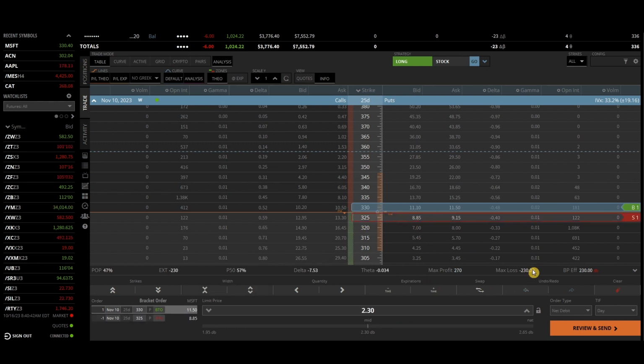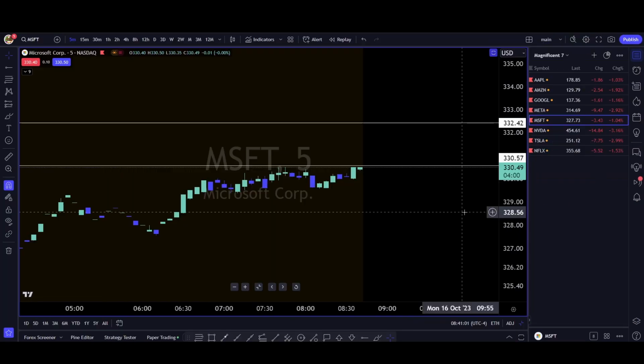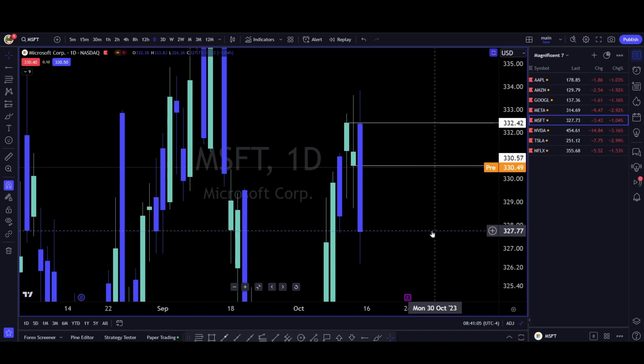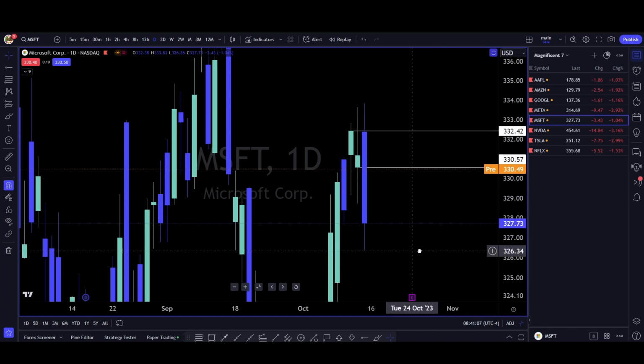So the $5 wide spread, max profit 270, max loss 230. So it is skewed pretty much just a 1-to-1 risk to reward. However, if that resistance holds, this could end up making some money, and that's what we are here to do today. So yeah, not a trade on Bitcoin though. Please guys, understand there's not a trade on Bitcoin. The trade was to buy support yesterday.